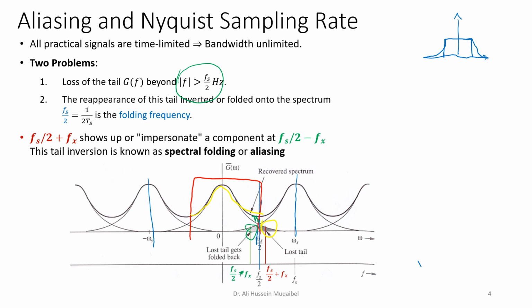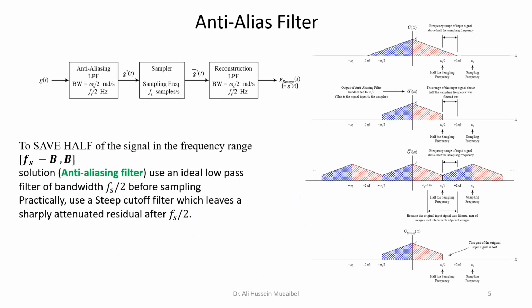The plus will show up inside. All right. Now, to solve this problem, to avoid this overlap, we're going to use what we call the anti-aliasing filter. This is a filter that we have seen before. The anti-aliasing filter is a filter that has a low pass response, and it is limited to fs over 2.